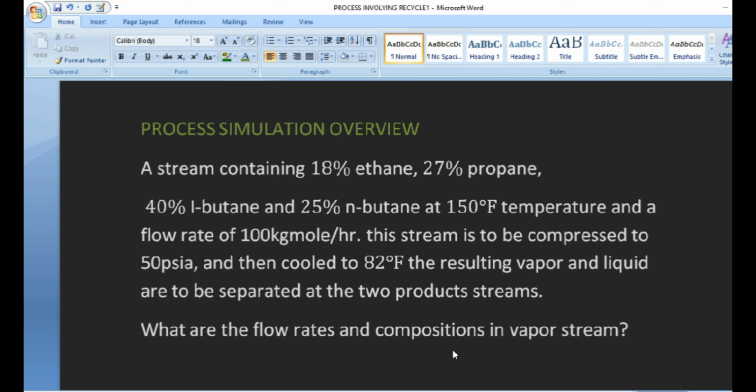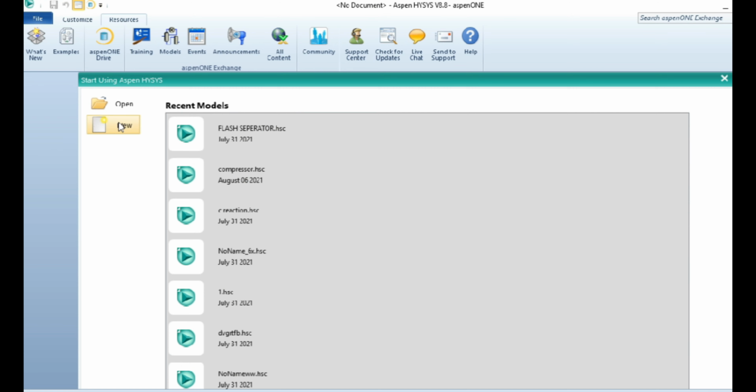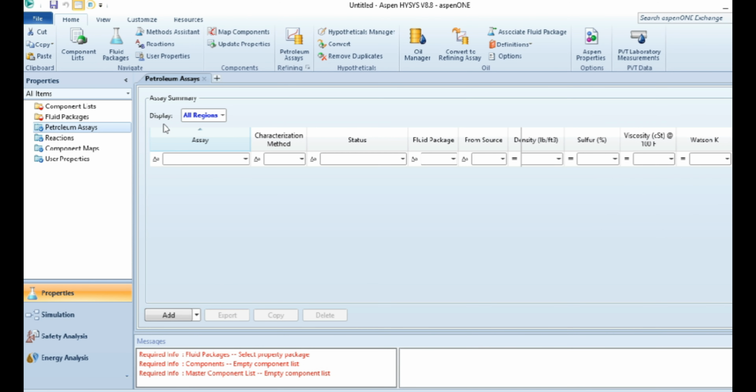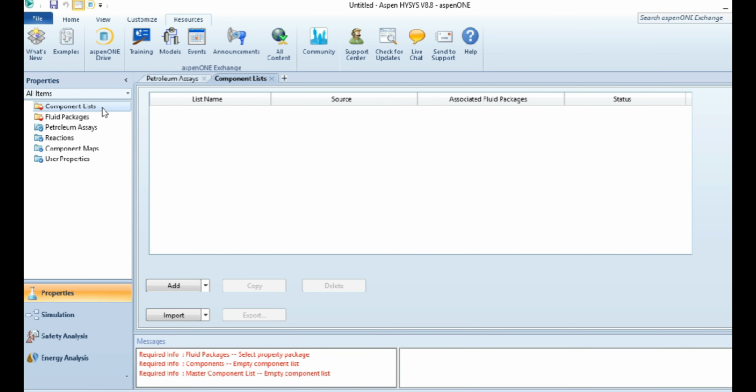So I'm going to use this question to overview a process simulation. Let's proceed to the Hysys simulation environment. As usual, we'll now go to new. You now select your components.